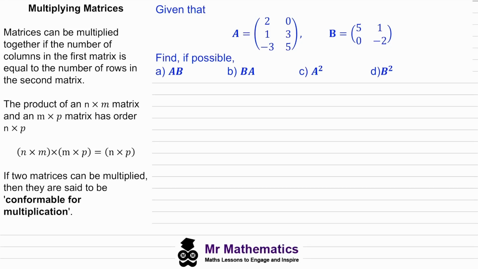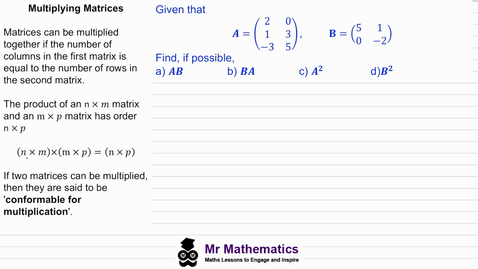Hi everybody. So in this video we're going to look at how we multiply with matrices. Matrices can be multiplied together if the number of columns in the first matrix is equal to the number of rows in the second matrix. So the product of an n by m matrix and an m by p matrix has the order n times p. We can see how it works from this example.